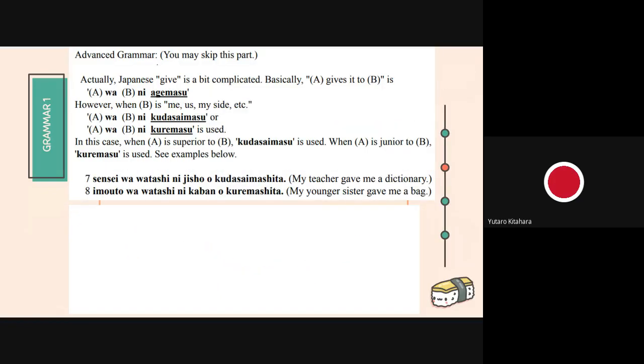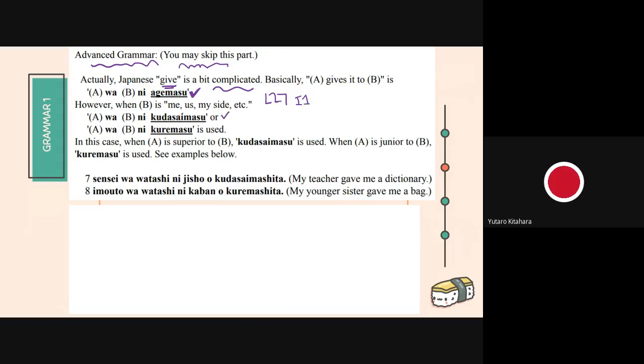Okay, so advanced grammar. If you see from the textbook, you may skip this part. I usually skip, but got time, I just tell you all a bit. Give is complicated. I have to admit. But once you go through intermediate one, it's okay. Not so bad. Agemasu, that's all you need to know for E1 and E2, and even I1. Because I1 lesson 27 is the last lesson of intermediate one. Then we just roughly touch on it.